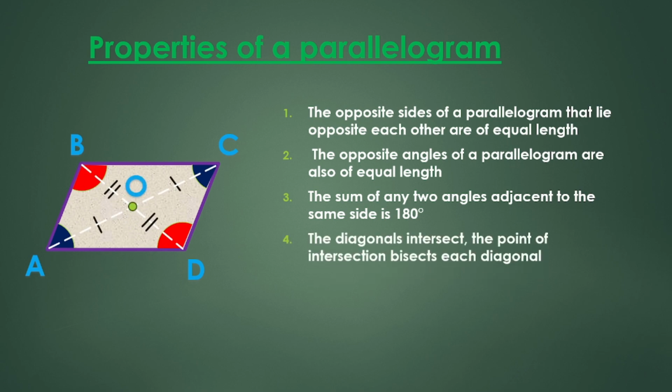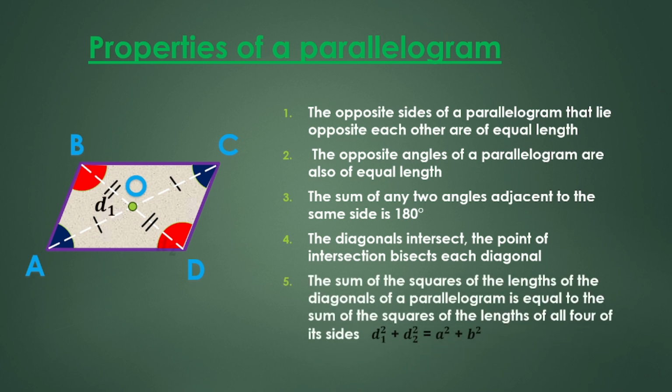4. The diagonals of a parallelogram intersect, and the point of their intersection bisects each diagonal. AO equals OC, BO equals OD. 5. The sum of the squares of the lengths of the diagonals of a parallelogram is equal to the sum of the squares of the lengths of all four of its sides.